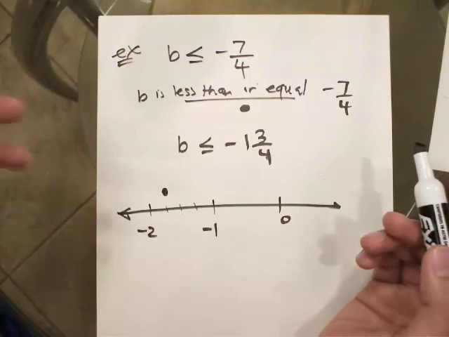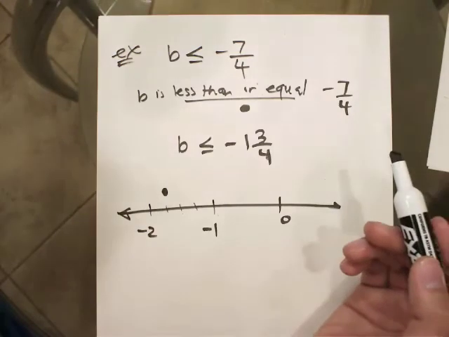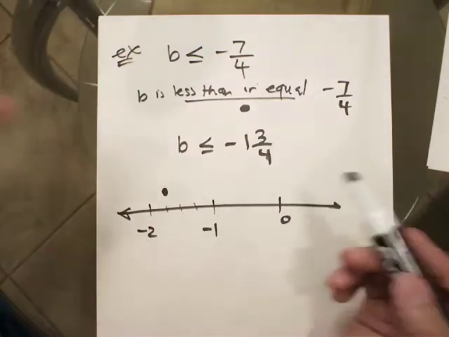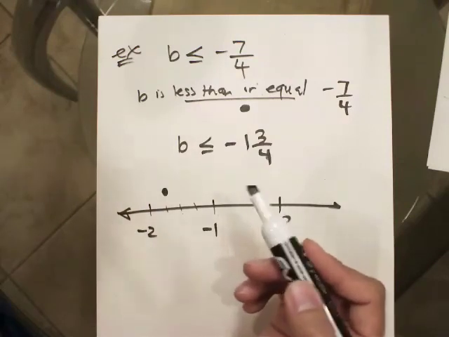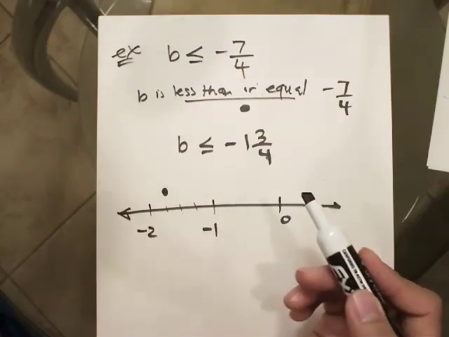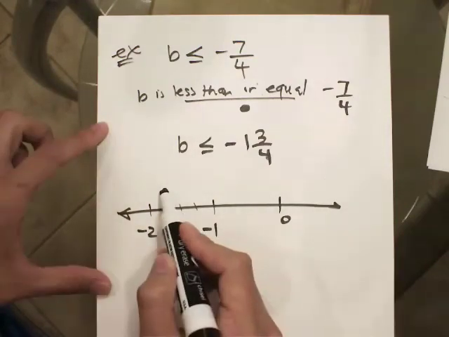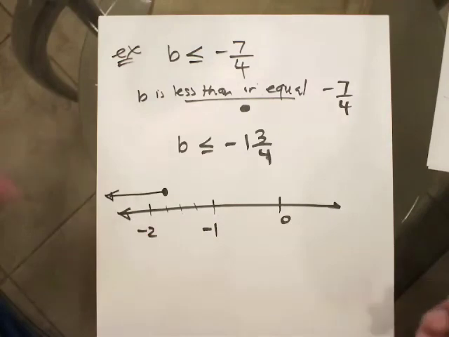Remember what I told you before? Less is to go to the left. Greater means to go to the right, and always the variable comes first, right? When we say this inequality, we have to make sure the variable comes first. Therefore, your arrow is going to be coming to the left-hand side.